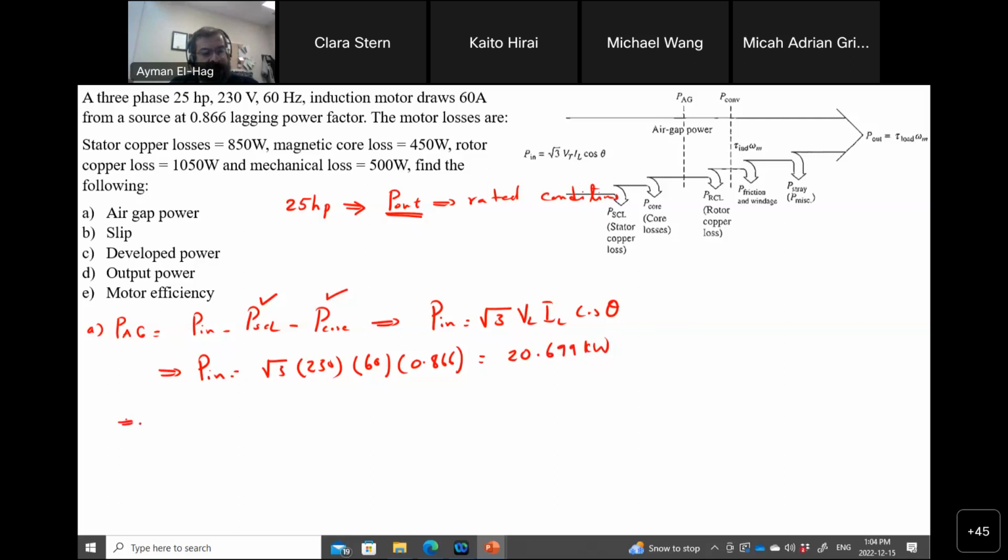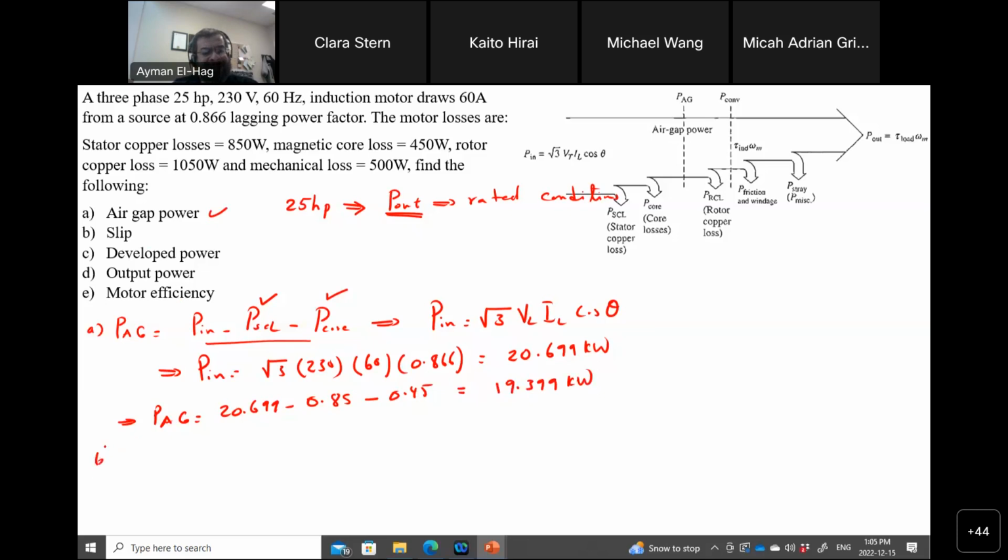Now back to your P AG. It is your P in, as we have seen in this formula, which is 20.699 minus the stator copper losses, which is 0.85 kilowatt, minus the core losses, which is 450 watt or 0.45 kilowatt. So this will give me 19.399 kilowatt. So this is part A.